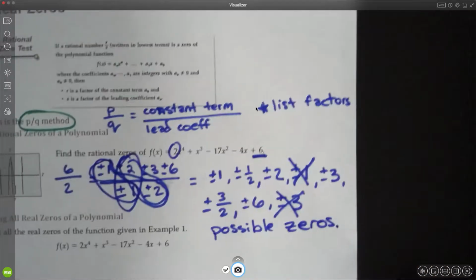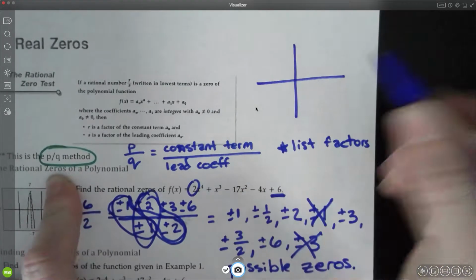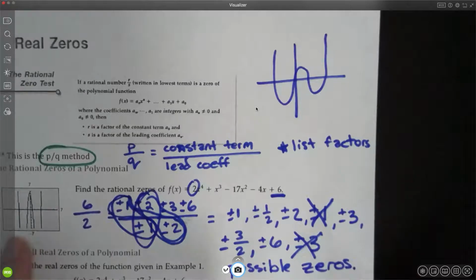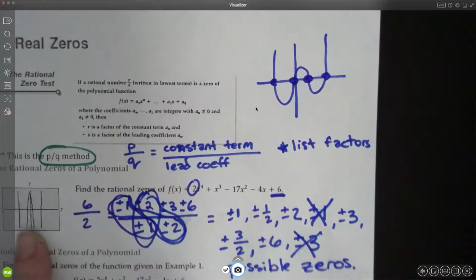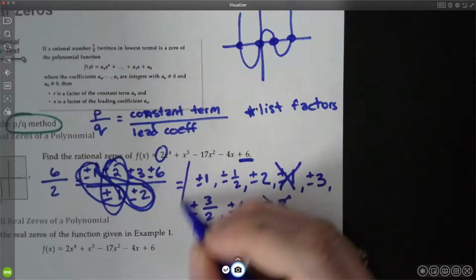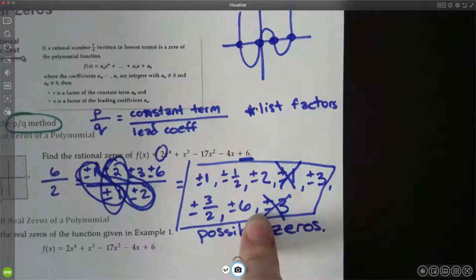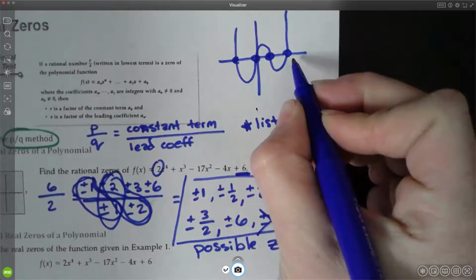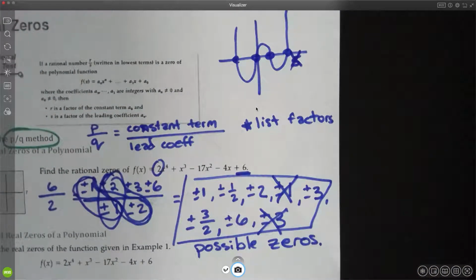Possible zeros. So, when I'm trying to find the zeros of this polynomial, maybe it looks like a W. I'm trying to find each one of those 4 places where it crosses, right? Okay? Those 4 places where it crosses are listed somewhere in this list. If it is not listed in this list, like name a number that's not listed in that list. 5. 5 is not listed in this list. Therefore, this point right here is not going to be 5. There's no way it can be 5. If it's not listed in that list, it is not going to be a 0 where it crosses. Okay? That's the P over Q method.